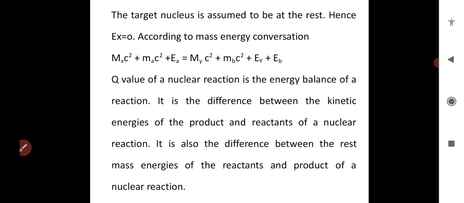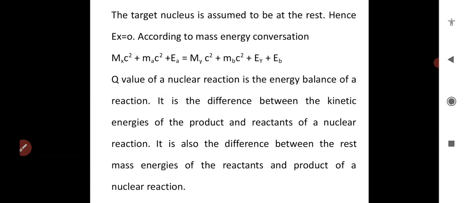According to mass energy conservation, Mx c square plus Ma c square plus Ea equals My c square plus Mb c square plus Ey plus Eb. Here, Q value of a nuclear reaction is the energy balance of a reaction, that is endothermic reaction and exothermic reactions. It is the difference between the kinetic energies of the products and reactants of a nuclear reaction. And it is also the difference between the rest mass energies of reactants and product nucleus of nuclear reactions.